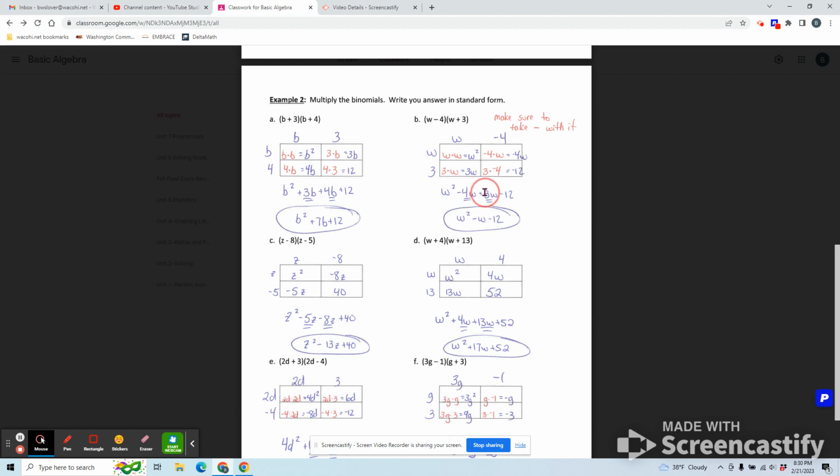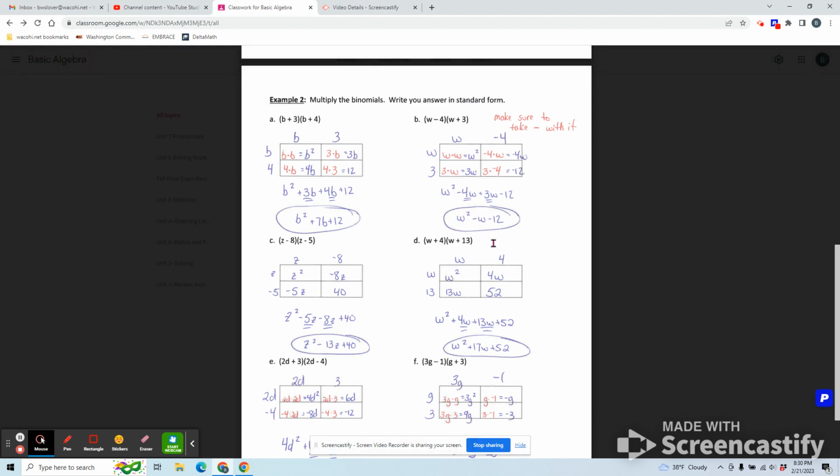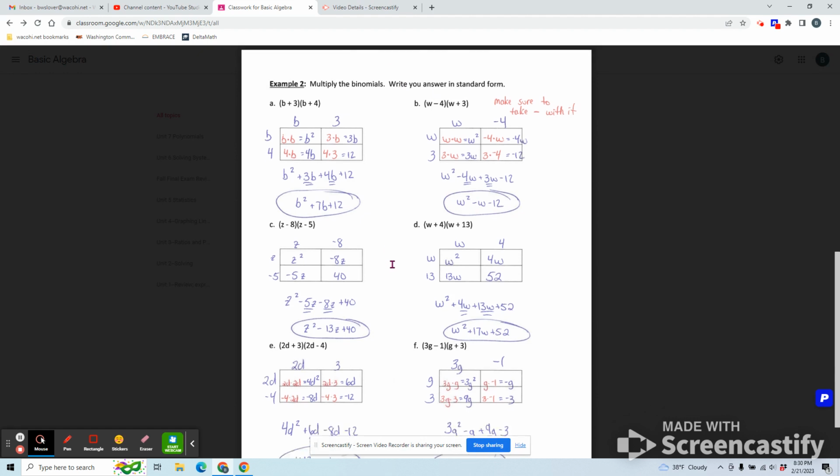I list all my areas from each rectangle, and I add my middle ones together because those are my like terms, and I get a negative w in the center. So w squared minus w minus 12. Remember, my answer has to be in standard form. My largest degree is going to be first, and then the next largest, and so on and so forth.